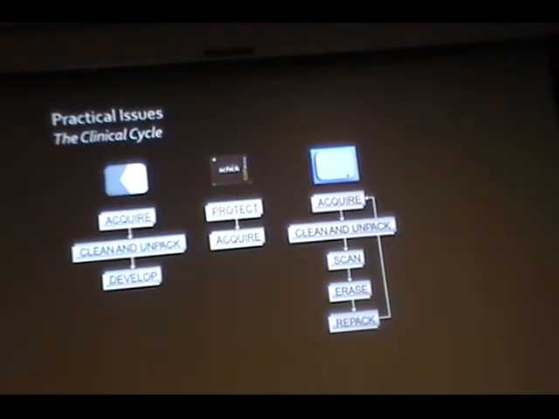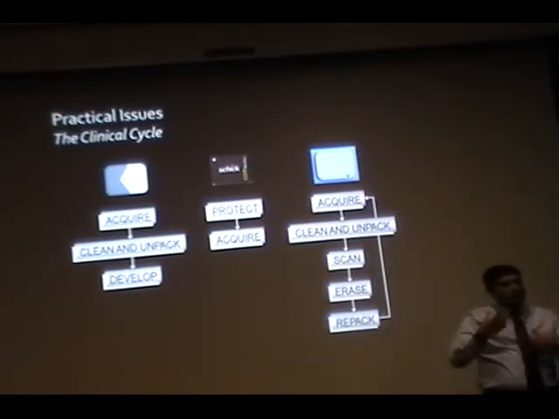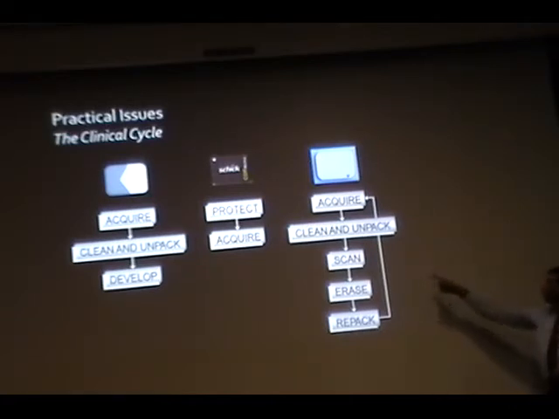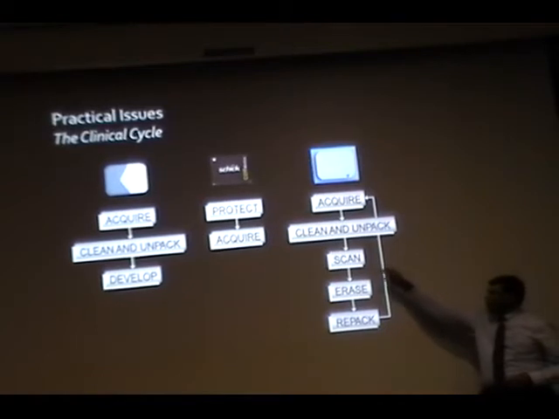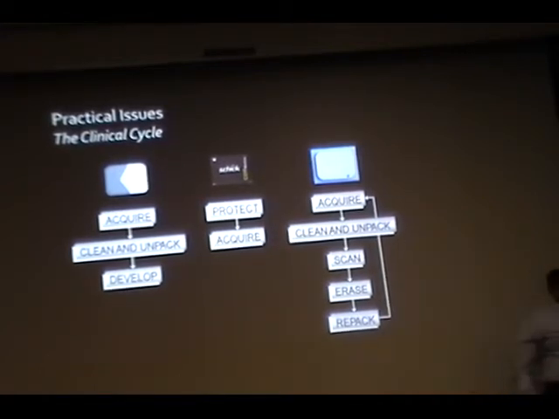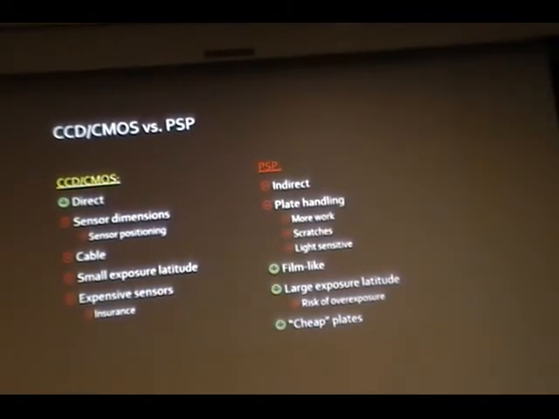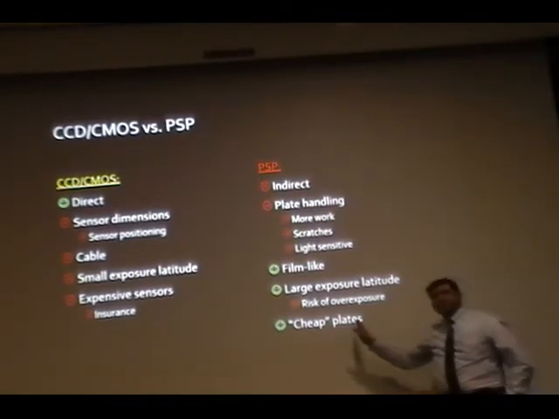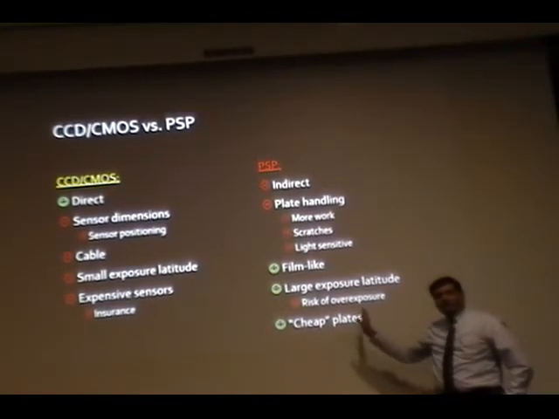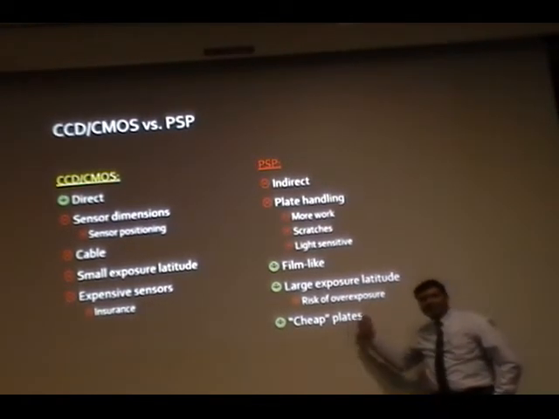So when you compare the 3 different image acquiring sensors: with film, you acquire, clean, pack and color. With the direct digital sensors, you are basically taking an image and reusing continuously. Whereas with the PSP plates, you have an extra step: scan, erase and repack. That's one more in a nutshell. Pros and cons. The bottom line is these are cheap and flexible. Personally, I like this.